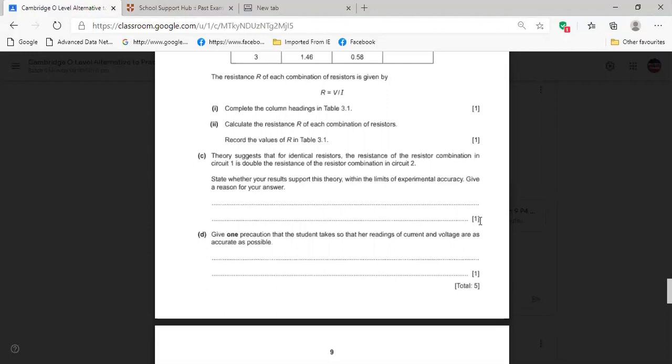What can we do for this? During taking readings, we are using crocodile clips. So what can we do? While taking a reading, we connect the circuit, and while we are not taking a reading, we will disconnect the circuit. Is it clear?